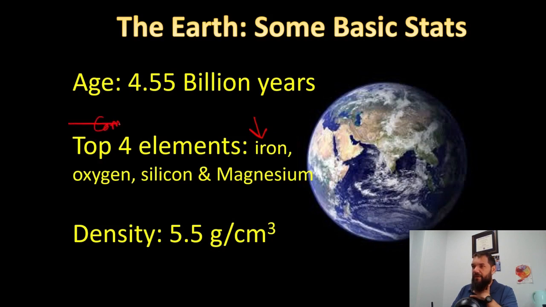Remember, whenever I talk about composition, I'm talking about periodic table elements, okay? Elements of the periodic table. So we have 4 top elements. Those are iron, and that should make a lot of sense, right? Because you have the core. The core is 1/3 of the Earth, and it's mostly iron. So iron's the number 1 element in the Earth. A big chunk of the Earth is just iron, okay? After that, you have oxygen, you have silicon, and you have magnesium, okay?